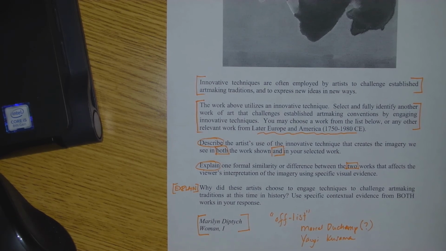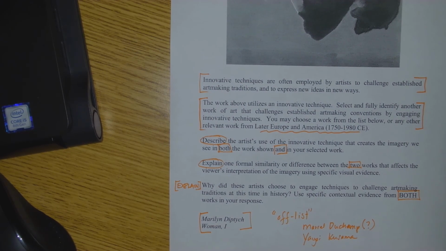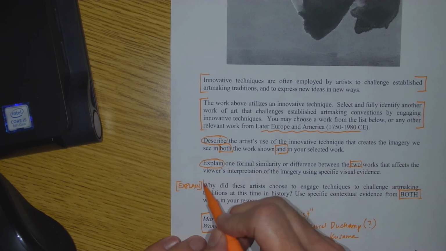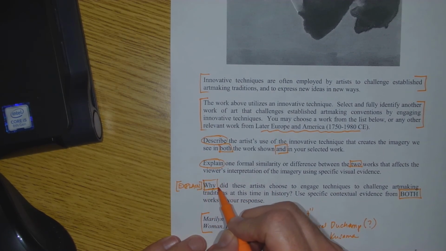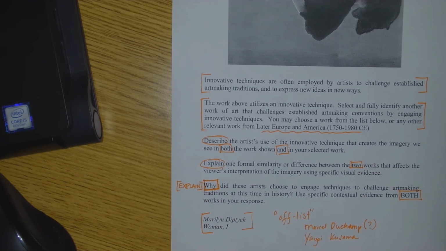Okay. Why did the artist choose to engage techniques to challenge art making? Use specific context from both. All right. This time it's even bolded, right? So it's big, big, big. Need to focus on some whys and hows. There's a big one right there. That's going to probably be contextual, because why is what we back up with history. One formal similarity between the two works that affects the viewer's interpretation of the imagery. Okay, so I think that's all of my hows and whys and all of that stuff.